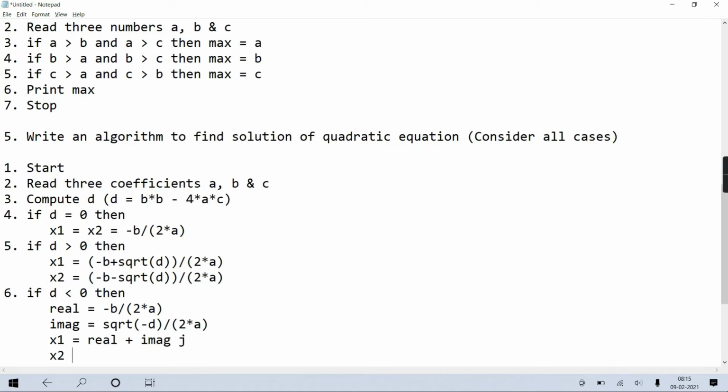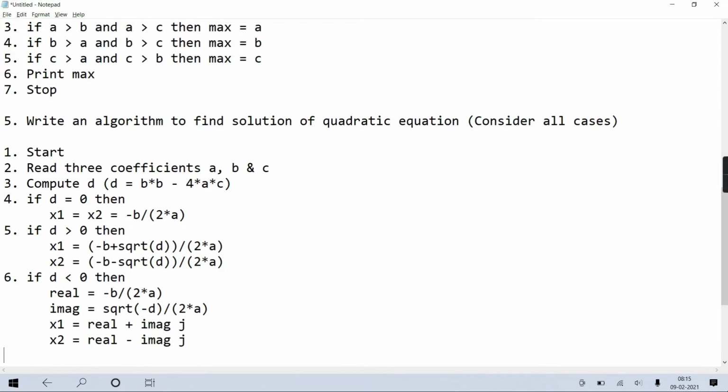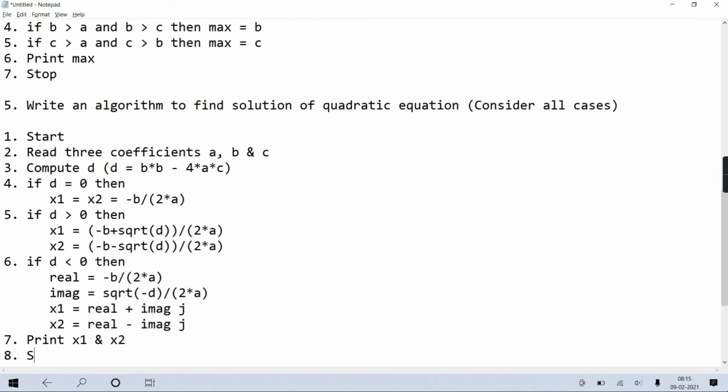Okay, and what is your x2? Real minus imaginary j. Okay, and now the seventh step is print x1 and x2. Okay, and the eighth step is stop. I hope it is clear to you.